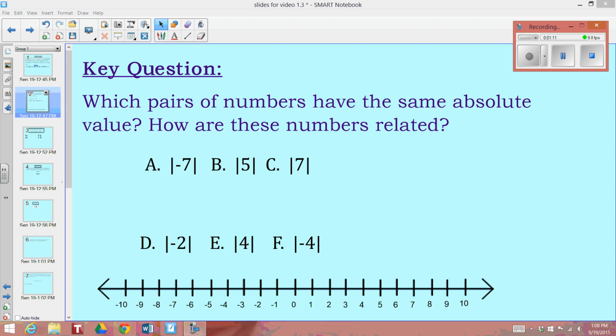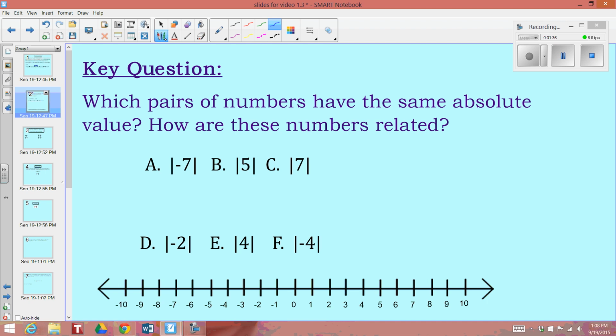So let's look at this question. Which pairs of numbers have the same absolute value? How are these numbers related? Well, letter A is asking us for the absolute value of -7. And if we remember, absolute value means the distance from 0. We can use a number line to help us, and we can see that -7, when plotted on the number line, is 7 units from 0 to the left. 1, 2, 3, 4, 5, 6, 7. So the absolute value of -7 is just 7.